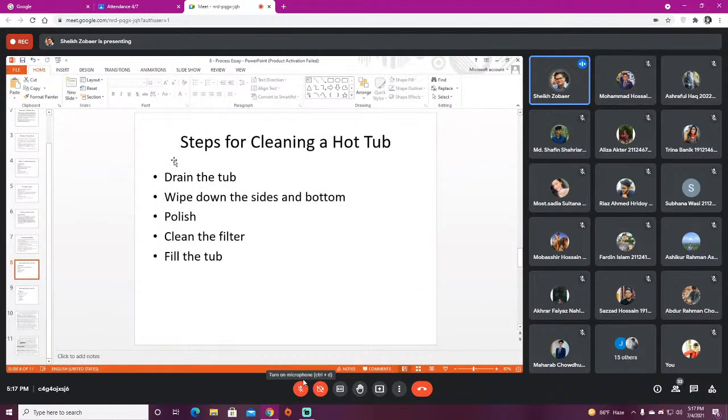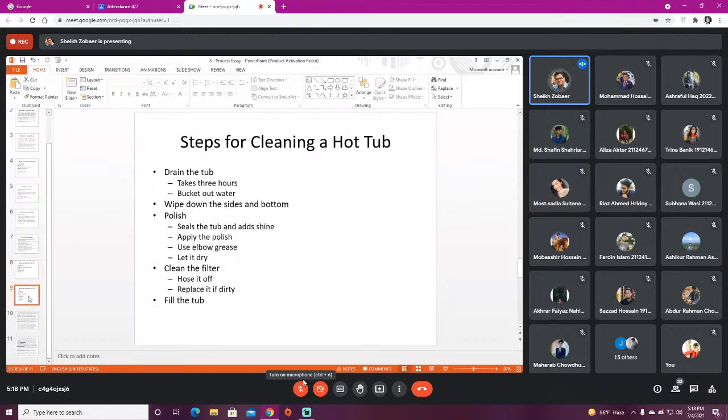Again, here is a sample example here. Steps for cleaning a hot tub. Okay, these are the 5 steps, and each of the main steps can have secondary steps like this, or secondary steps like this. For example, the third step has 4 secondary steps. So this is basically all you do in a process essay. You discuss steps of accomplishing a task.